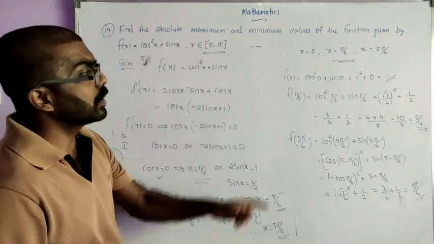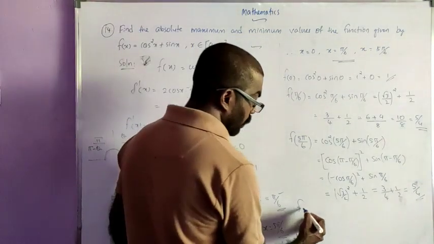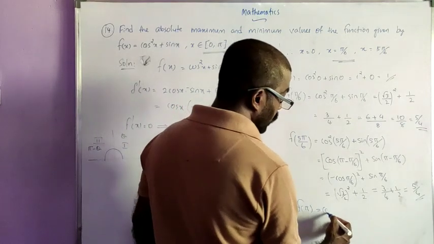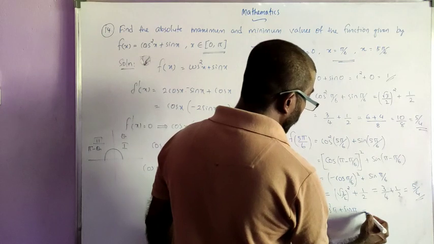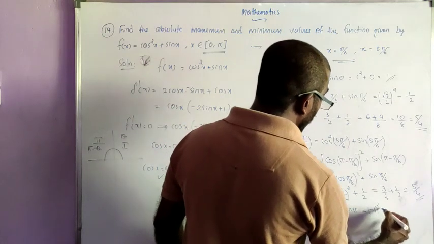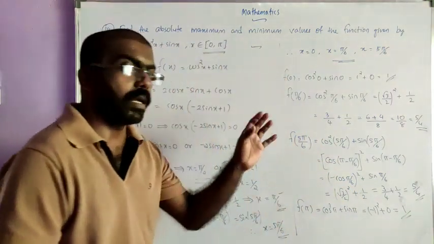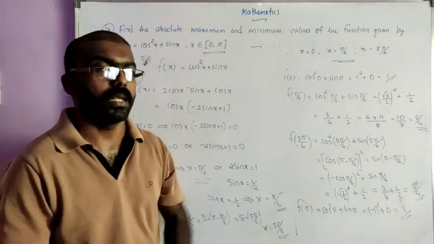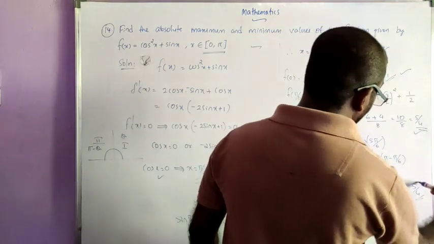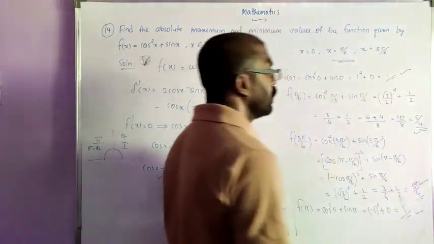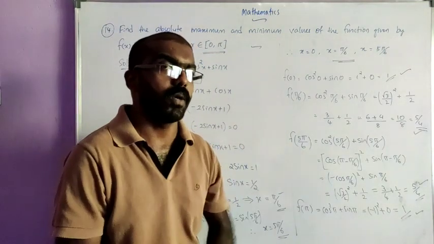Here 0 and pi. 0 we have already found, so the remaining is pi. So f of pi is equal to cos square pi plus sin pi. We know cos pi is minus 1, so minus 1 the whole square, and sin pi is 0. So the value is 1. Now we can compare the values we got in each step. Here the values are 1, 5 by 4, again 5 by 4, again 1. That means 5 by 4 is the maximum value. 5 by 4 is more than 1.